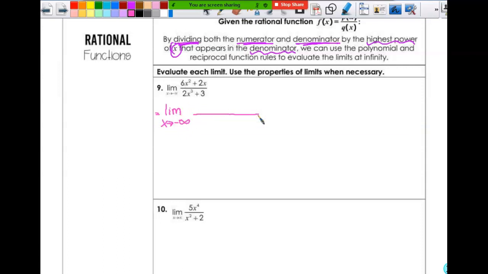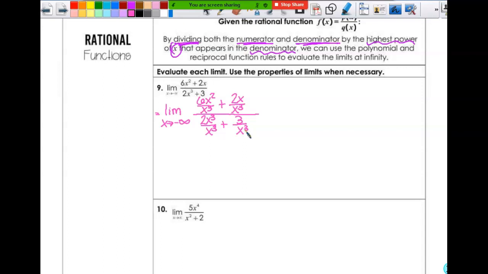And we're going to divide every single term by x cubed. So this is going to give me 6x squared over x cubed plus 2x over x cubed. Then I'll get 2x cubed over x cubed plus 3 over x cubed. Okay, everybody with me so far?